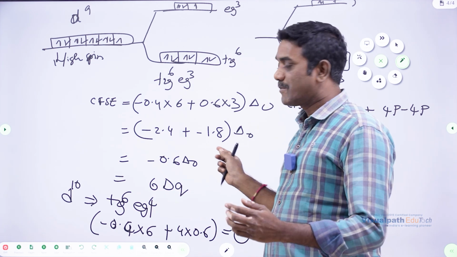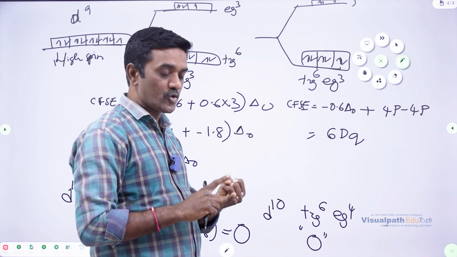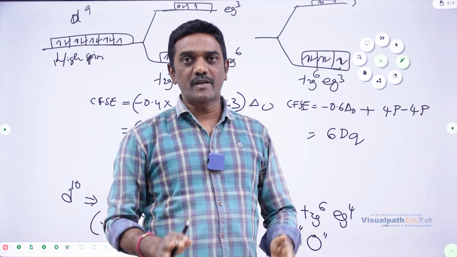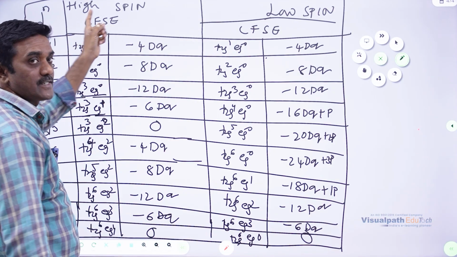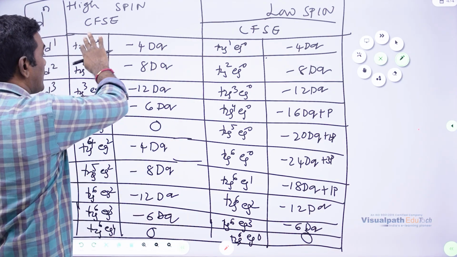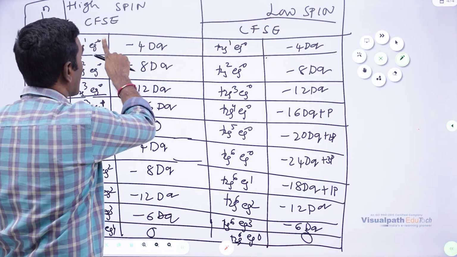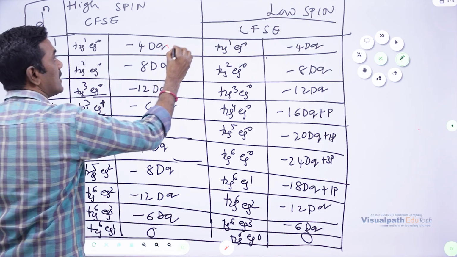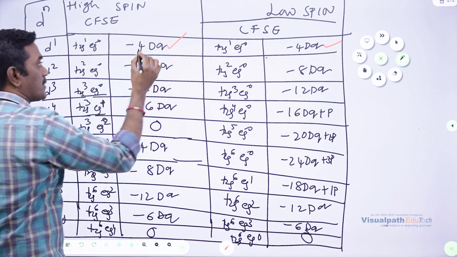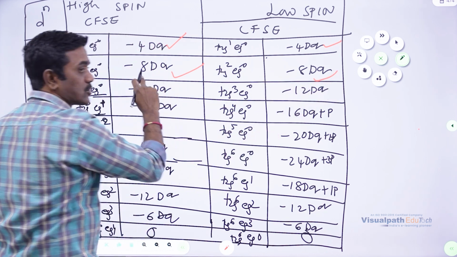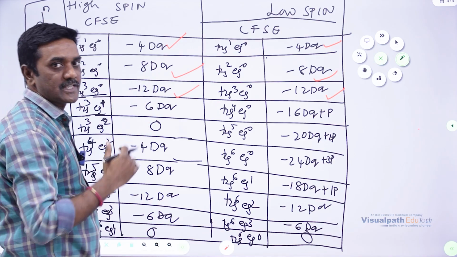From this we can make a complete table. That table I am going to show here, in which we show d1 to d10 for low spin complex and high spin complex. Once after calculating the complete dn configuration CFSE from d1 to d10, this is the summary of the d1 configuration to d10 configuration for high spin and low spin complex. Here you can see for d1, whether it is low spin or high spin, for d2, whether it is low spin or high spin, for d3, whether it is low spin or high spin, the CFSE is going to be the same.